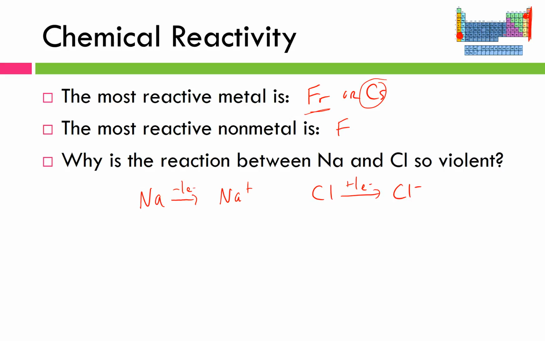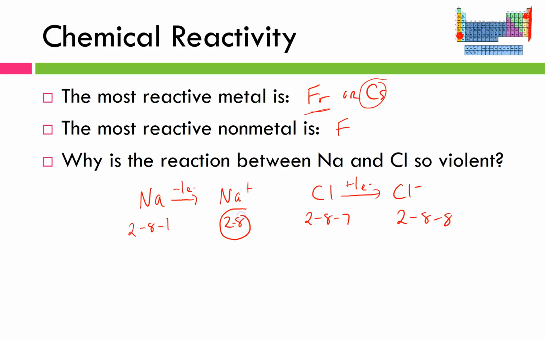Sodium's got an electron it doesn't want. Chlorine is on the hunt for an electron. So immediately, these two things are going to react, and because both of them are now achieving a stable octet, from 2-8-1 to 2-8, and from 2-8-7 to 2-8-8, we are going to see a ton of energy being released.